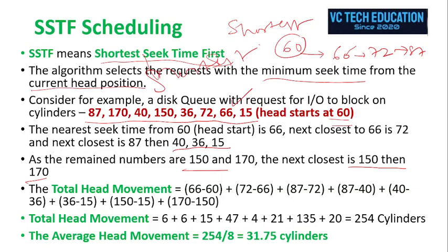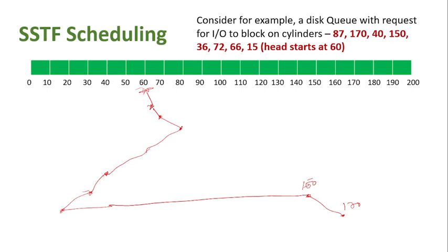So here the total head movement is 66 minus 60, 72 minus 66, 87 minus 72, 87 minus 40, 40 minus 36, 36 minus 15, 150 minus 15, 170 minus 150. So the head movement is 6 plus 6 plus 15 plus 47 plus 4 plus 21 plus 135 plus 20 equal to 254 cylinders. The average head movement equal to 254 by 8 equal to 31.75. So this is the diagram which we received by using the SSTF.